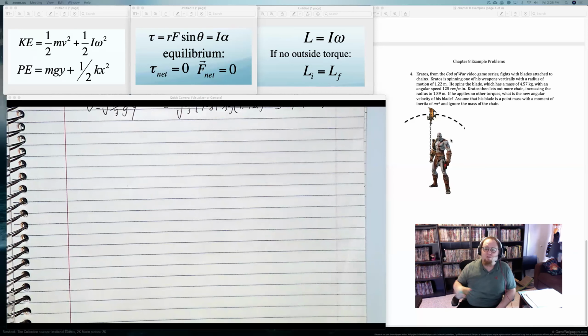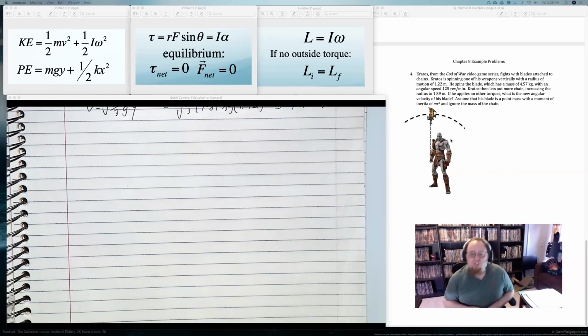It says Kratos from the God of War video game series fights with blades attached to chains. Let's say Kratos is spinning one of his weapons like this, vertically, with a radius of motion of 1.22 meters. He spins the blade, which has a mass, with an angular speed of that. He then lets out more chain. So let's start smaller: he's spinning it like this, and then he lets out more chain. When he lets out more chain, he increases the radius. Applying no other torques, what's the new angular velocity after he lets out more chain?